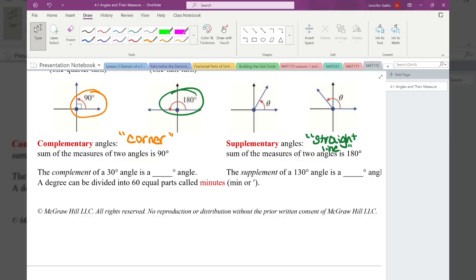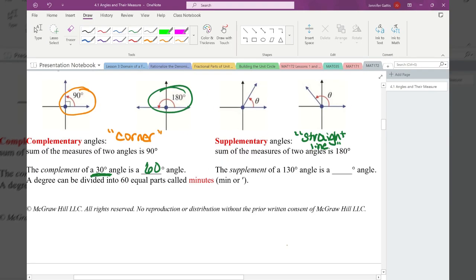So when we consider this, the complement of a 30-degree angle, take a moment and put in the comments what you think the complement of a 30-degree angle is. So remember, complement means that the sum is 90. So 30 plus what gives us 90? 60.